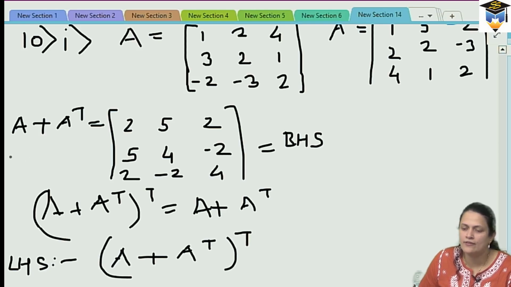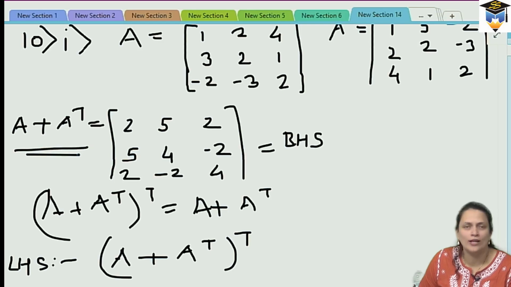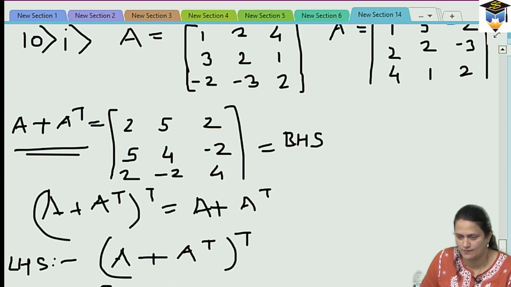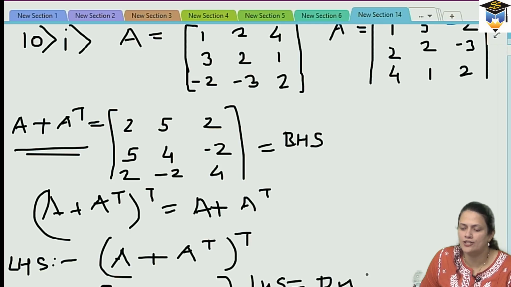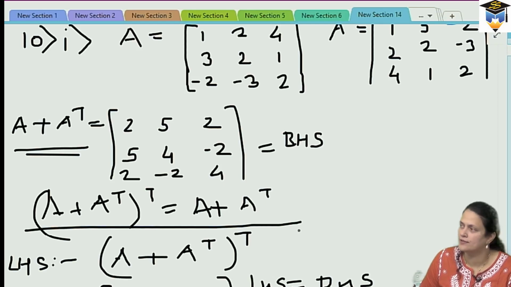So now this is our A plus A transpose, as you can see. What I am going to do? I am going to convert rows into columns. As you can see, LHS is equal to RHS. So this particular condition is satisfied. Therefore, we say that A plus A transpose is a symmetric matrix. Have you understood this part?